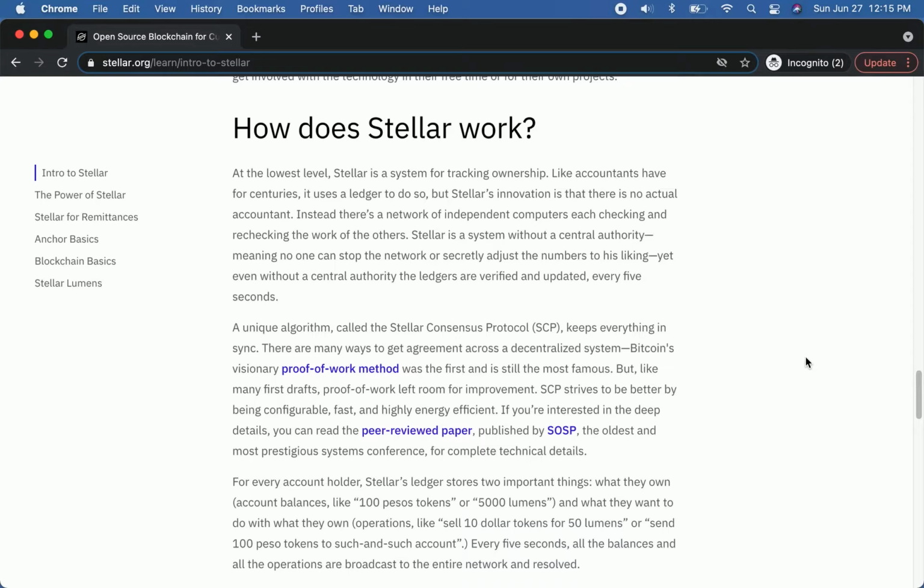With Bitcoin, it uses a proof of work method. And if you look at something like Ethereum 2.0, that uses a proof of stake method. But Stellar actually does something different. It uses what's called the SCP, the Stellar Consensus Protocol. And now we're just going to spend a quick minute to talk about that. We're not going to go very in depth about it. I'm just going to give you a high level overview of it.